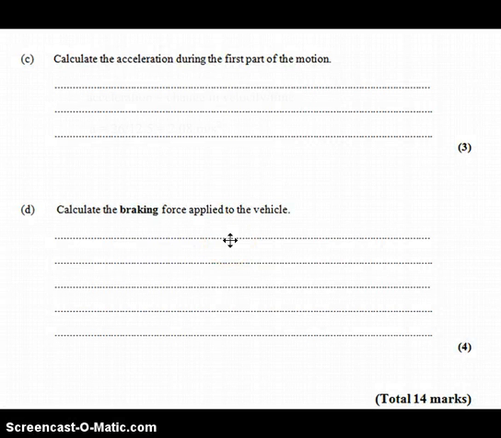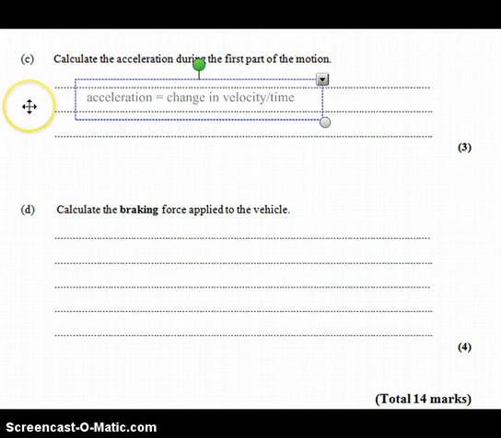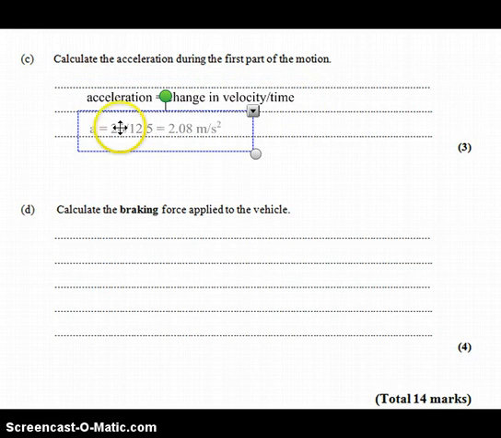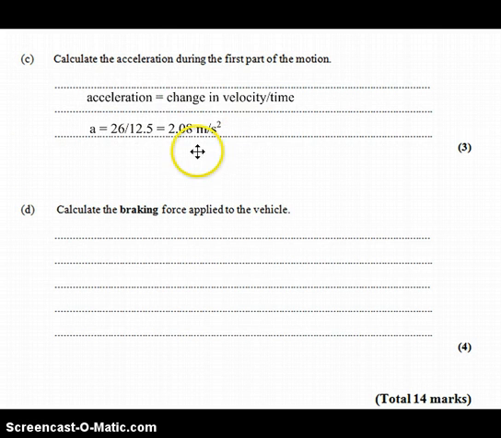Part C of the question is asking us to calculate the acceleration during the first part of the motion. Acceleration is change in velocity divided by time. So the vehicle goes from 0 meters per second to 26 meters per second. 26 minus 0 is 26, divided by the time, it took 12.5 seconds to do this. So we have 26 divided by 12.5 equals 2.08, and you must have the units, meters per second squared.